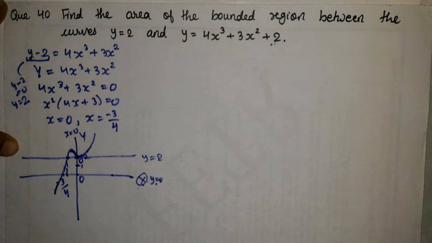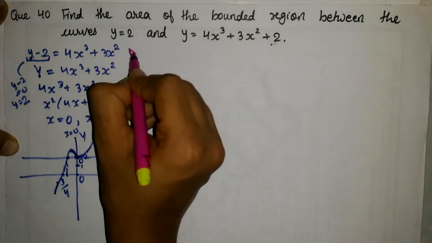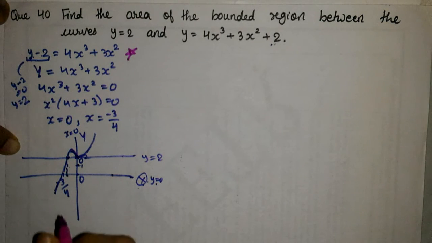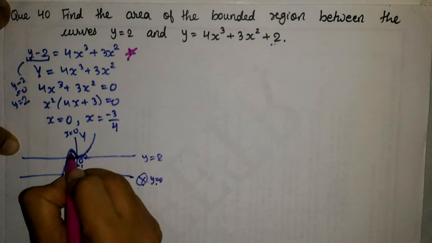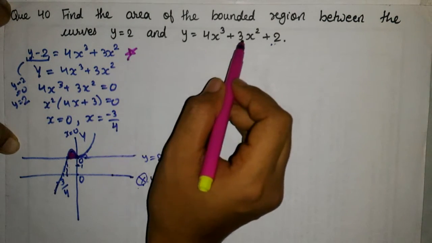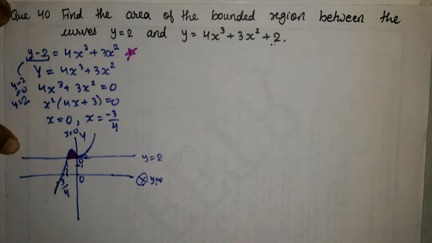Here, the important step was to know this part. This was the important step. If you missed this, then you won't be able to solve this question. So our bounded region is this one, because we have to find the bounded region between y equals 2 and this curve. So this curve is this one, and this is the bounded region.